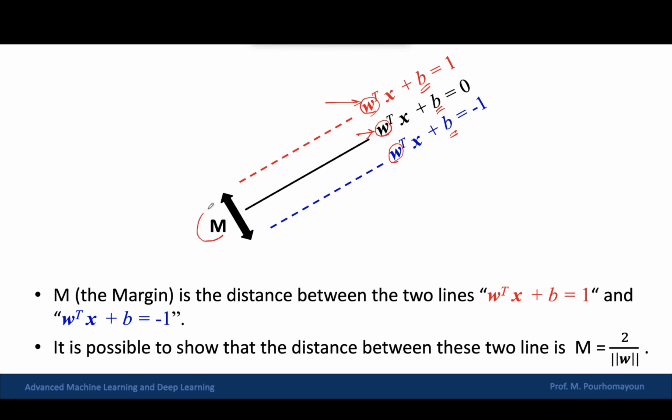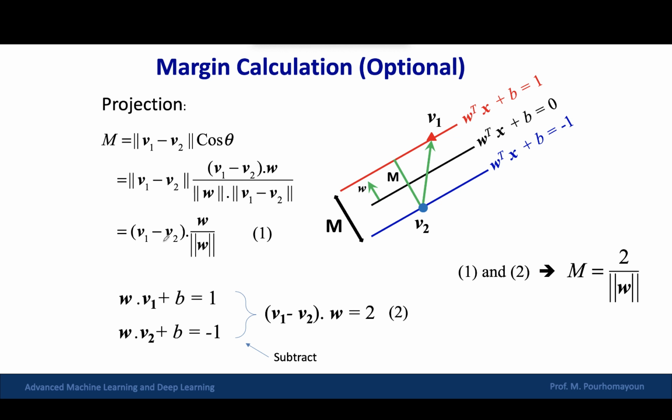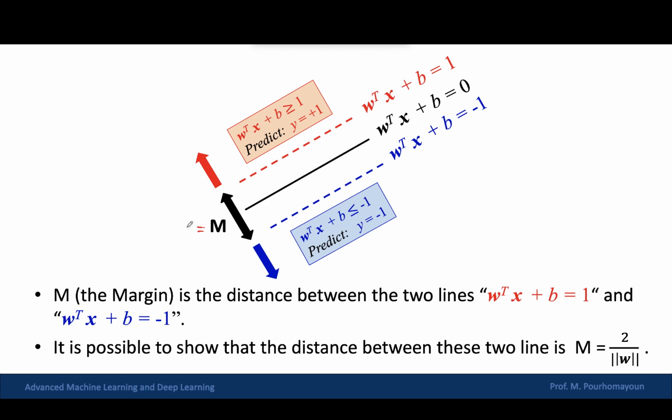So M is my margin, which is the distance between these blue and red. This is the equation for red, this is in blue. It is possible, here you go, I put the proof here, but it's optional, just for you. If you are interested, I can prove it here that the distance between these two lines is equal to 2 divided by the norm or length of this W.